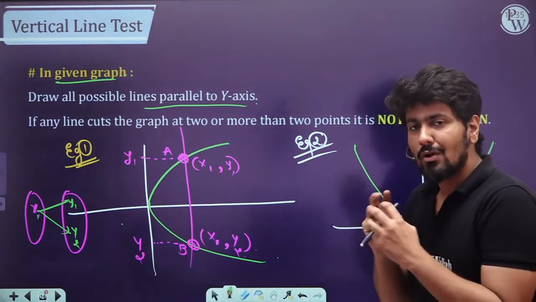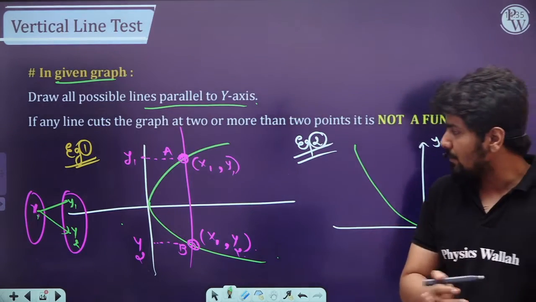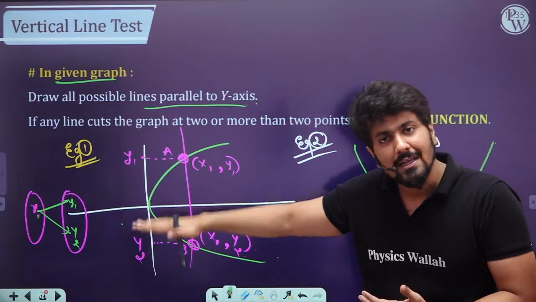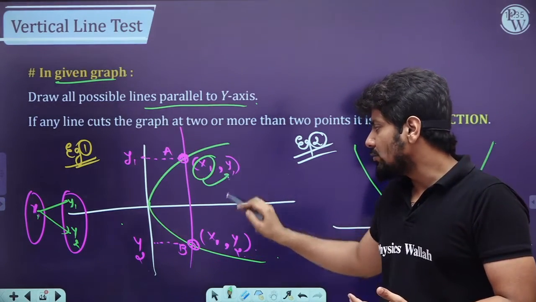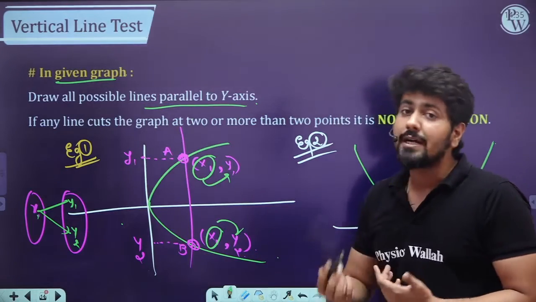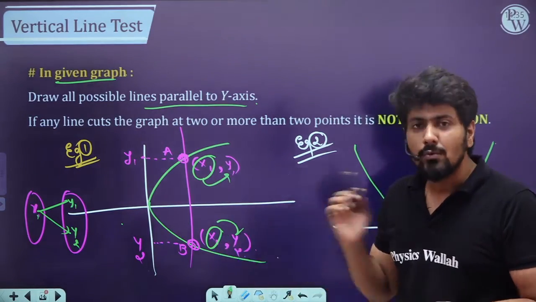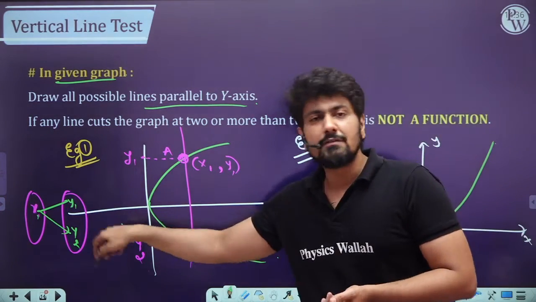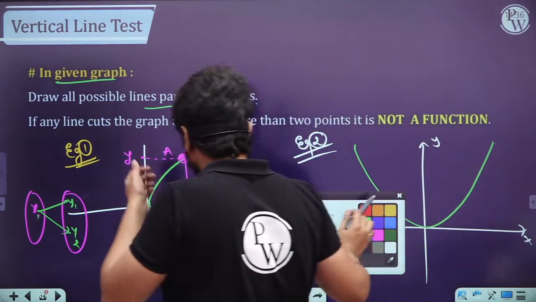I hope you have also understood the reason behind it. What's the reason behind it? Because the x coordinates are the same at these 2 points, but the y coordinate is different. So x1 is related to y1, x1 is also related to y2. This point is (x1, y1), then this point is (x1, y2), right? So at one input, we are getting two different outputs. So this is not a function.